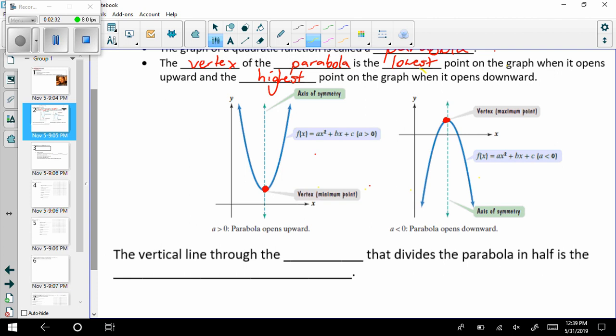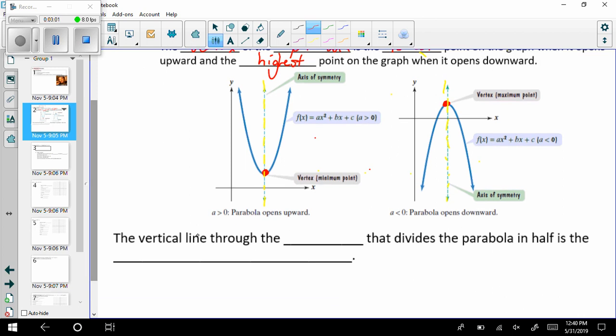There is an imaginary line that will always cut the parabola right down the middle, whether it opens up or down. And this imaginary line that cuts it into equal sides, that is called the axis of symmetry. And you can see it labeled on your picture, but I want to go through it again down here. So the vertical line that goes right through the vertex, and it divides the parabola into two equal portions, that is called the axis of symmetry.